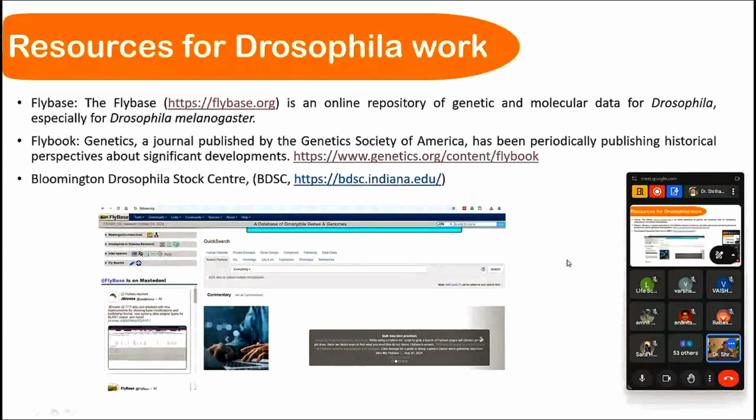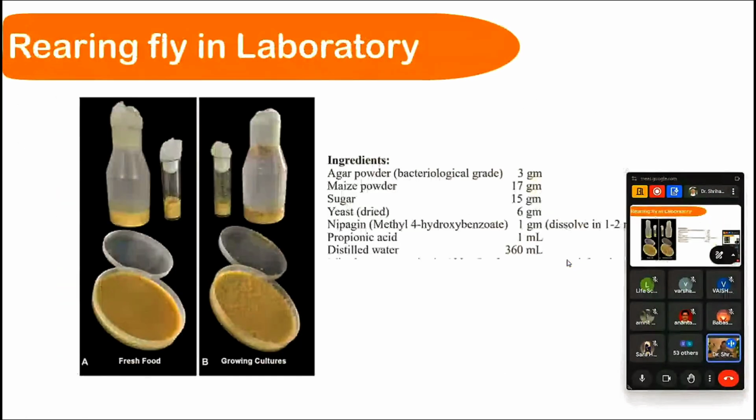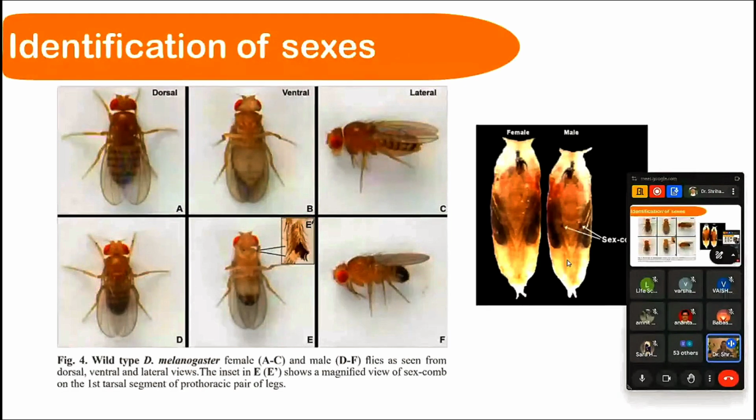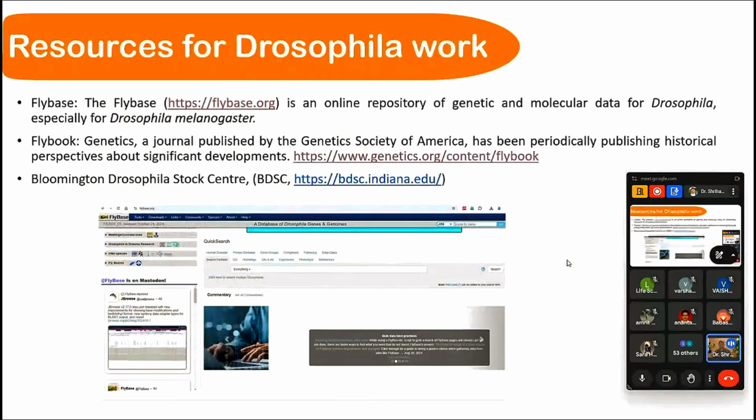So the good thing with Drosophila, as I said now, is that you have a lot of resources available with this. Now, this is Bloomington Drosophila Stock Center. So if you want to have Drosophila, you can get it from BDSC. The website is bdsc.indiana.edu. But why go to Indiana?